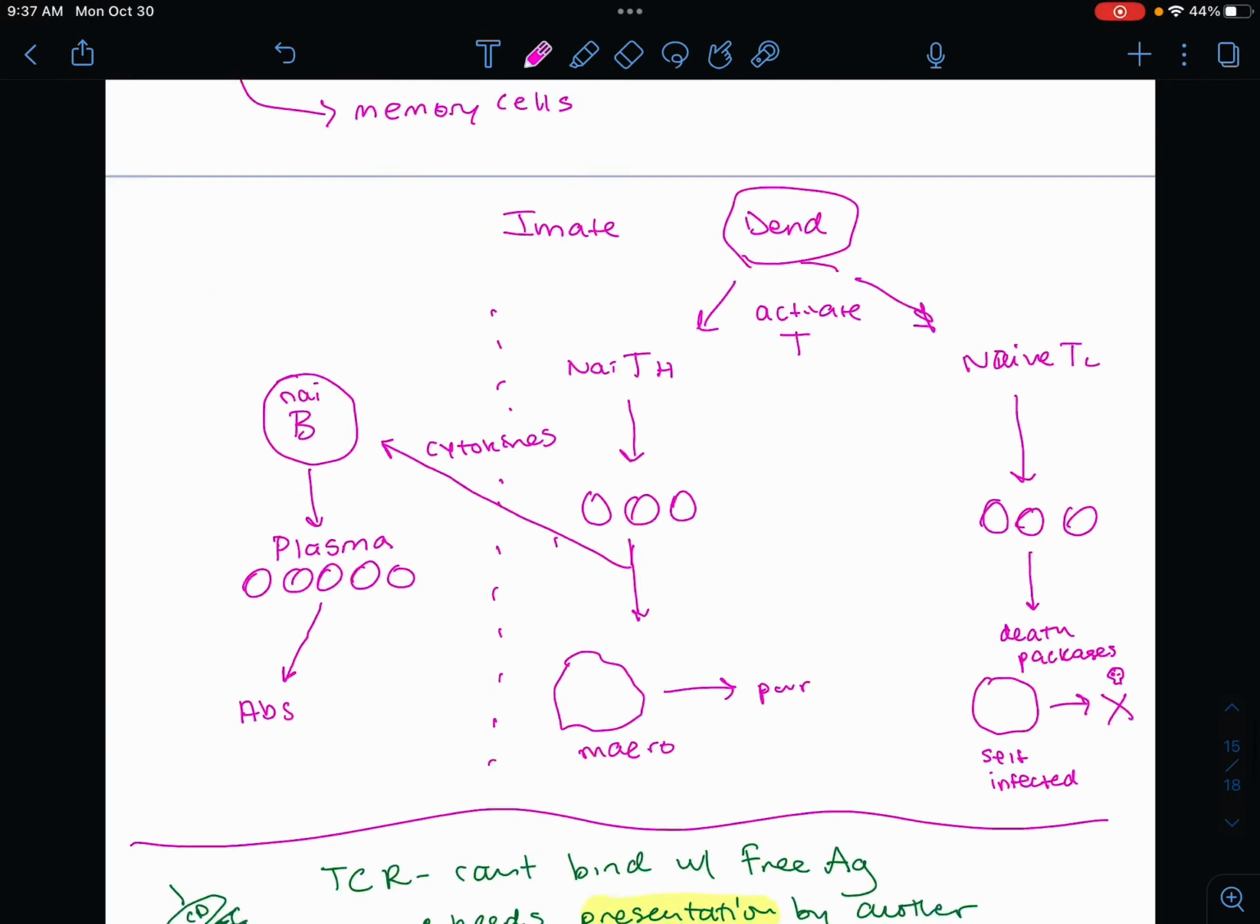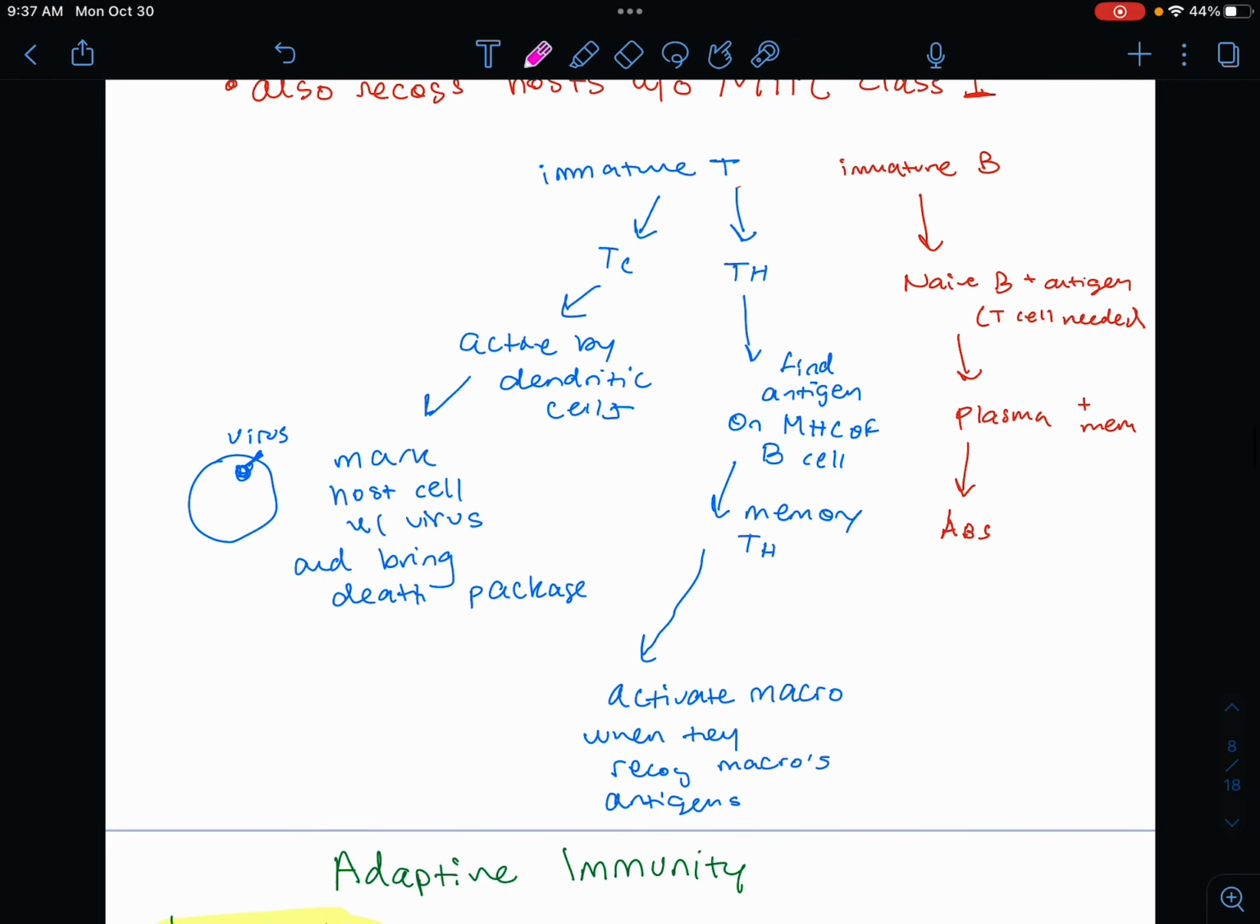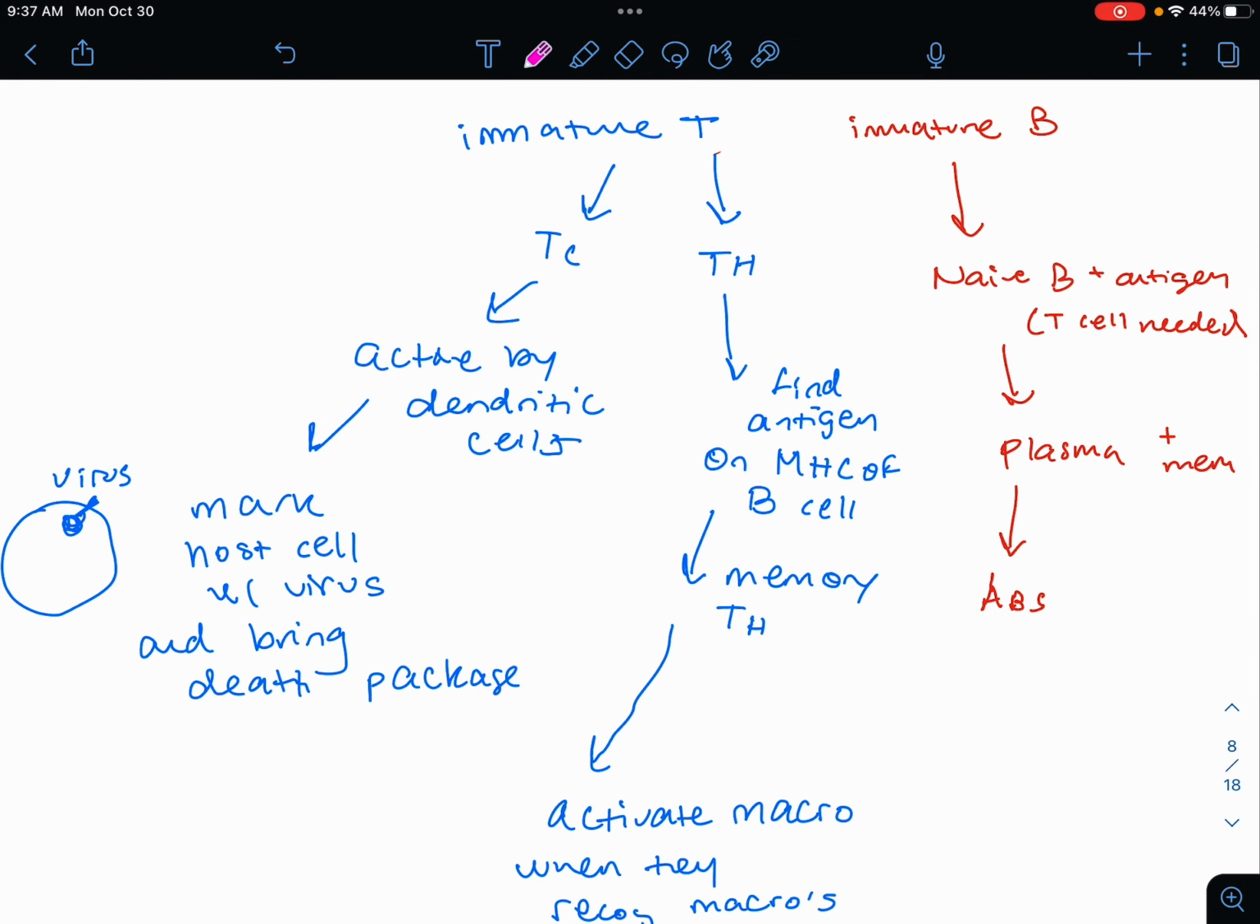Okay, so in review, I have this picture from when I was taking the notes in class. If we have an immature T cell, once that's activated by a dendritic cell, we're going to get the TC and the TH. The TC are going to be activated by the dendritic cells, and they're going to mark host cells with a virus infection and bring the death package. The natural killer cells are also going to get the infected self cells, but that process is a little bit different. We just went over it.